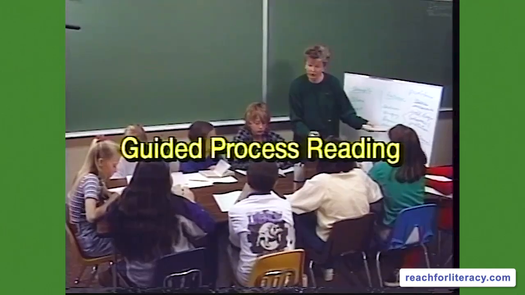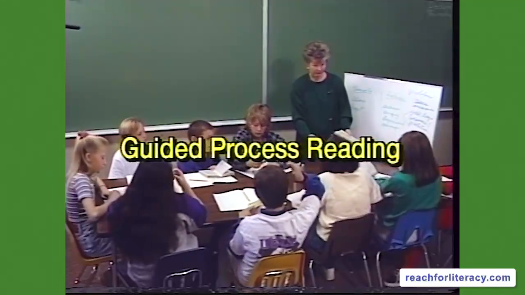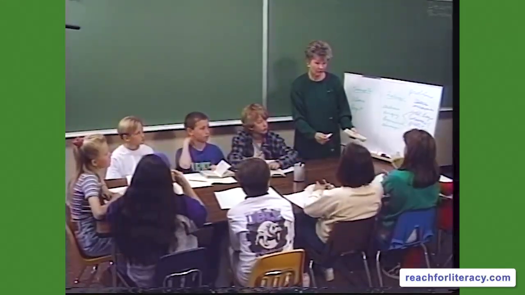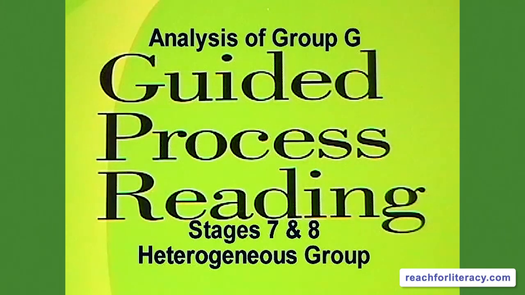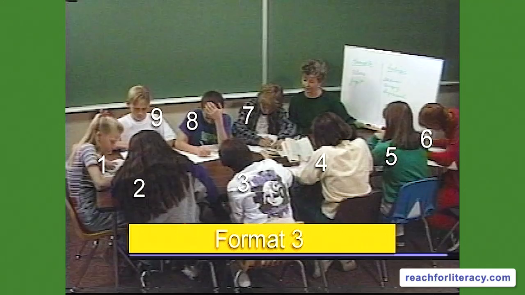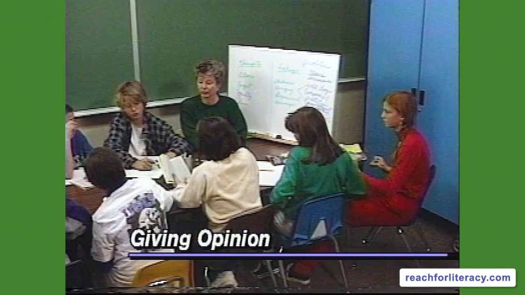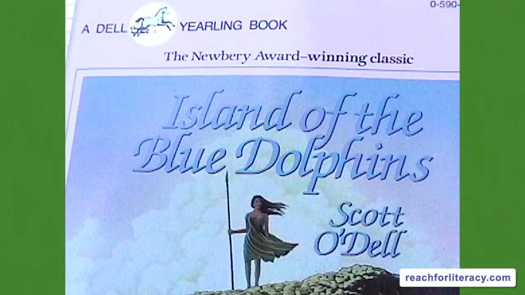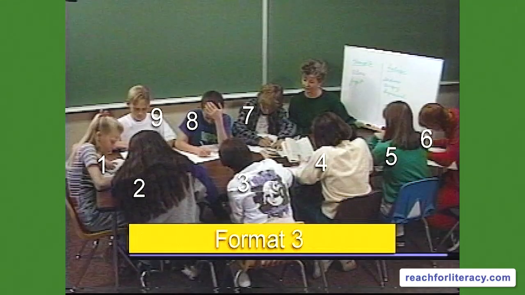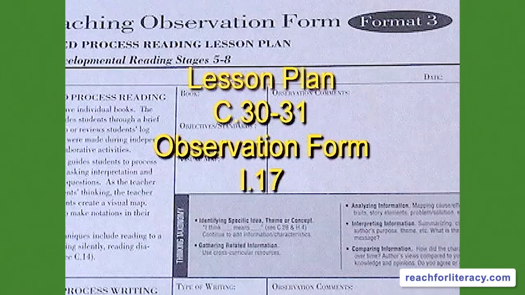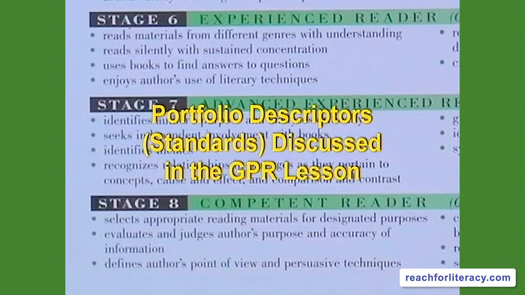The purpose of small group guided process reading instruction is to raise the active thinking of students. The group was heterogeneous. All students were able to recognize 92% or more of the words in the text. However, 2 of the 9 students were not considered stage 8 due to their comprehension skills.